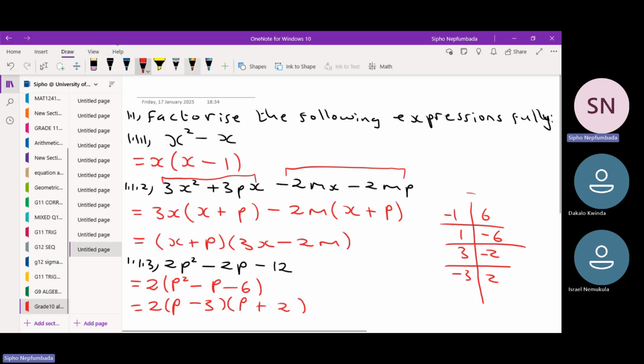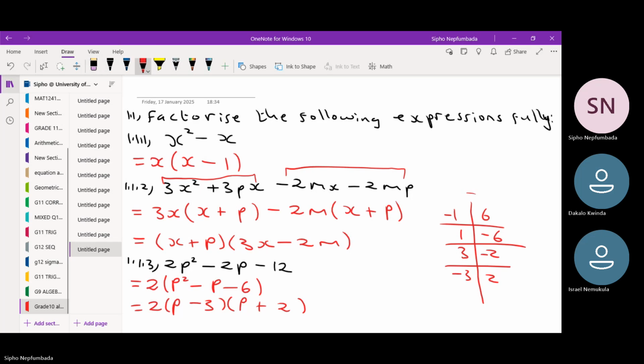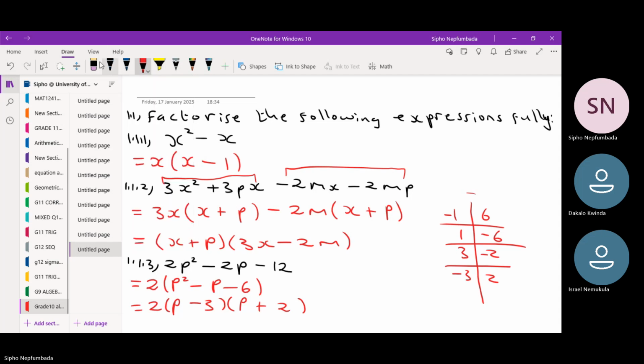So the numbers must add to give the coefficient, which is negative 1. Adding to 5 does not work. Adding to negative 5 does not work. Adding to 1 does not work. Then I wrote negative 1. The numbers that add to negative 1 are the ones for the factorization.